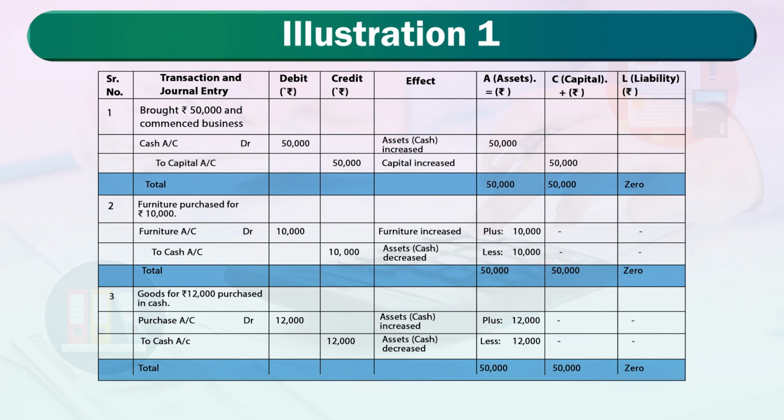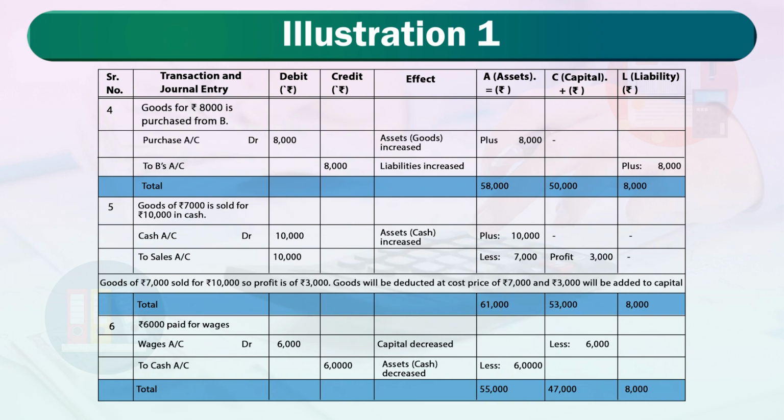Third transaction is goods for rupees 12,000 purchased in cash. Here goods comes in the business, so purchase account gets debited, and cash is going out of the business, so cash account gets credited with the amount of 12,000. This is also a similar example of asset is increasing and asset is decreasing. So we are adding 12,000 on the asset side because goods comes in the business, and we are deducting 12,000 from the asset side, that is cash is going out of the business. So our equation will remain as it is, 50,000 of assets is equals to 50,000 of capital plus 0 liability.